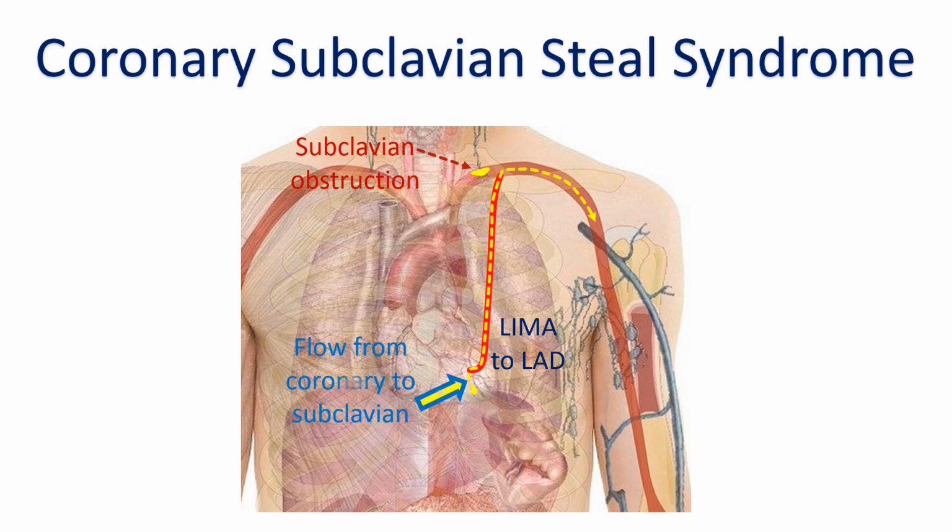Coronary subclavian syndrome is the diversion of blood from the coronary circulation to the exercising left upper limb after a coronary artery bypass graft, CABG, using left internal mammary artery, LIMA. This occurs when there is a high-grade narrowing or occlusion of left subclavian artery before the origin of the left internal mammary artery. Though it is a rare situation, it is a serious threat to the success of CABG.